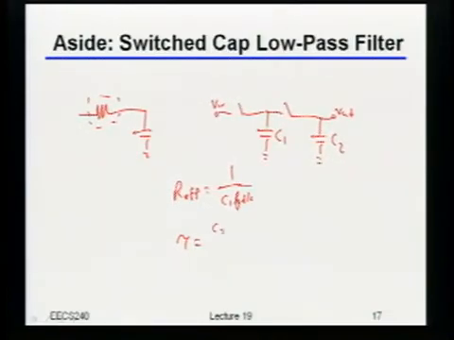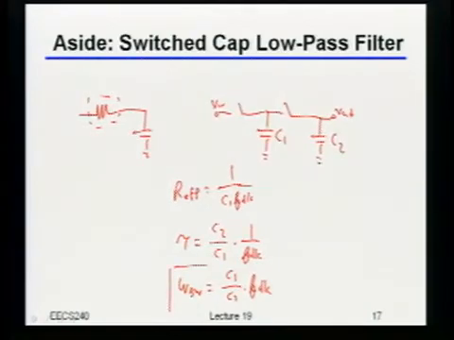Yeah, you got it flipped, but that's fine. Yeah. It's C2 over C1 times 1 over F clock, right? In other words, my bandwidth is just going to be set by C1 over C2 times the clock frequency, right? So now if I actually gave you a clock frequency that was precise, you can set that low-pass filter corner just by setting the ratios of capacitors, okay?